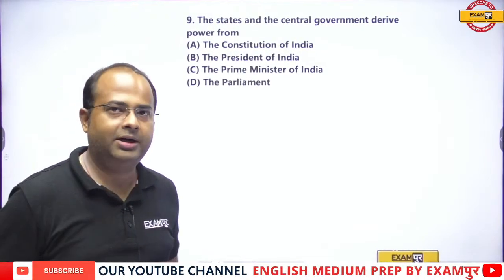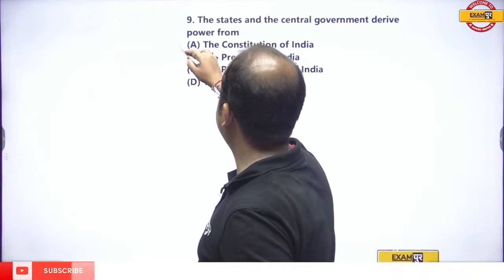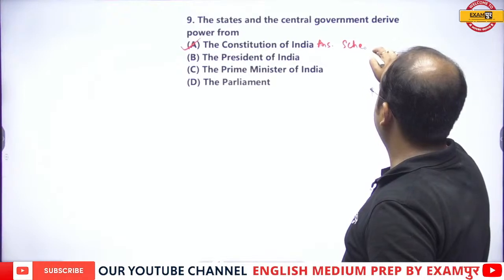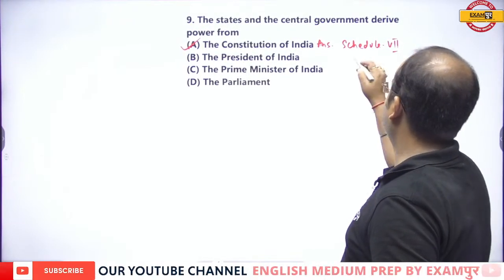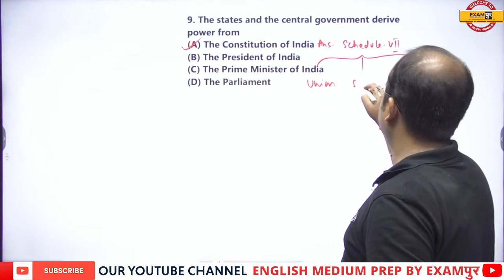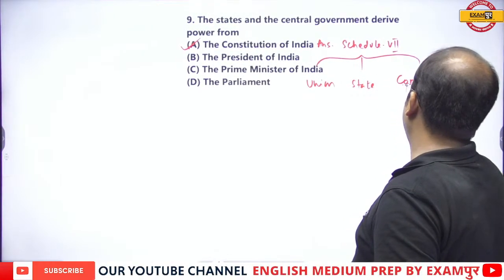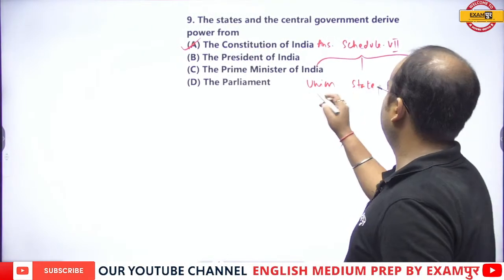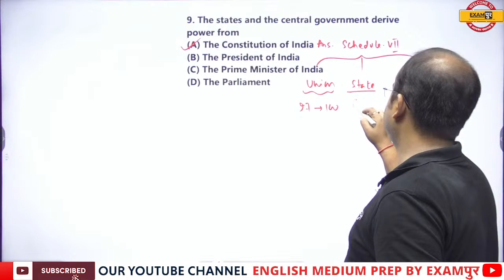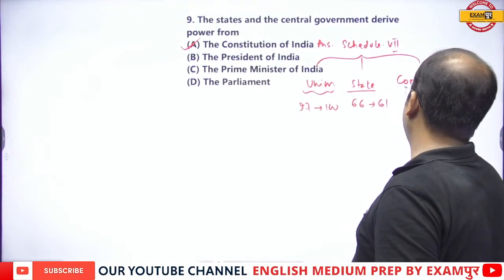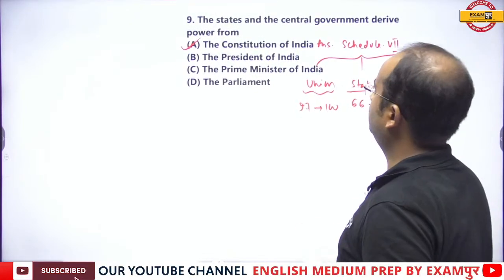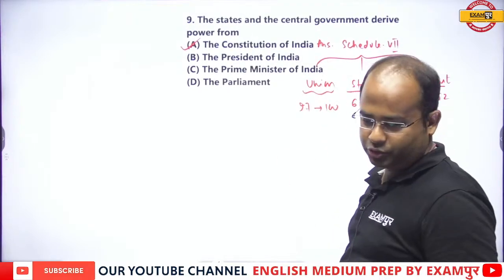So guys, the central and state governments derive the power from the Constitution of India, because in the 7th schedule we have 3 lists: union list, state list and concurrent list. Union list, earlier we had 97 subjects, now we have 100. State list 66, now we have 61, and concurrent we had 47, now we have 52. So all these things are derived from the Constitution of India.